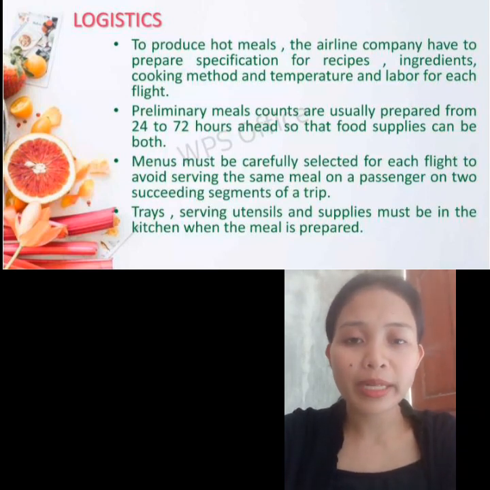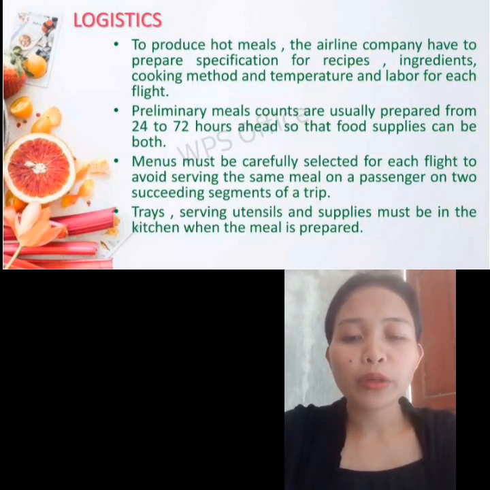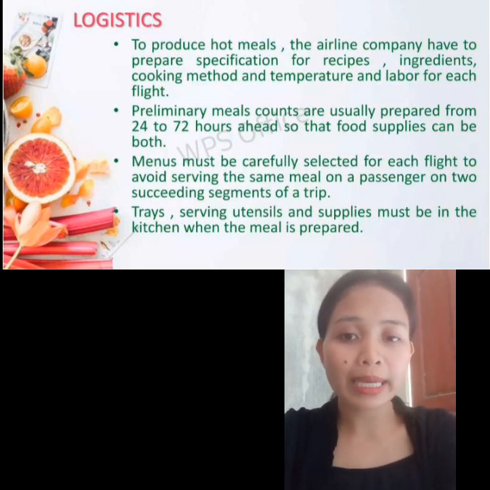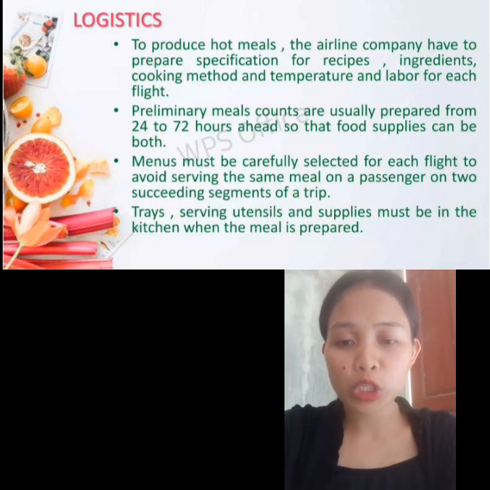Next is labor planning. Adequate labor planning is crucial to ensure the timely preparation and delivery of hot meals. The airline company determines the number of kitchen staff required and assigns tasks according to labor planning. This also includes training staff members on the proper handling and preparation of meals to maintain food safety and quality. So next is preliminary meal counts and menu selection. We have kitchen supply and utensils.